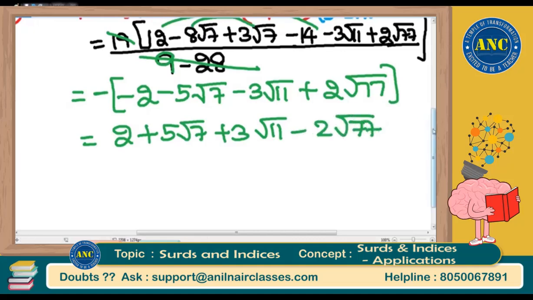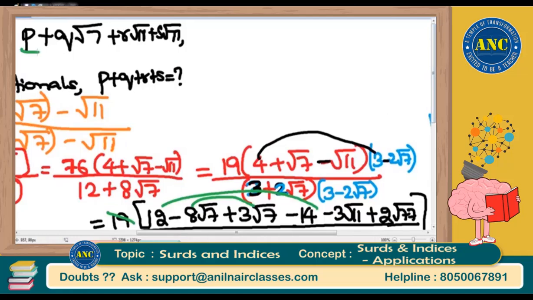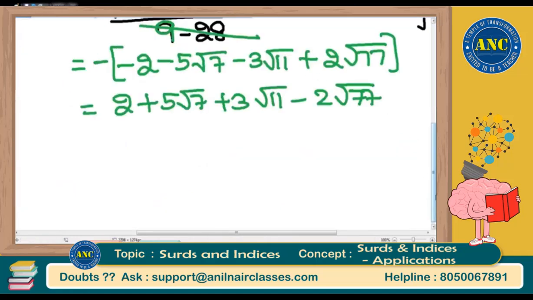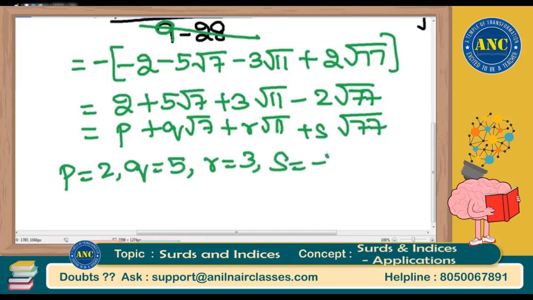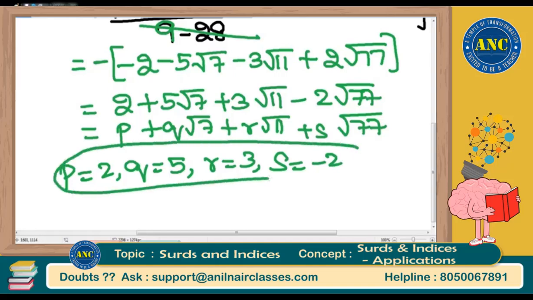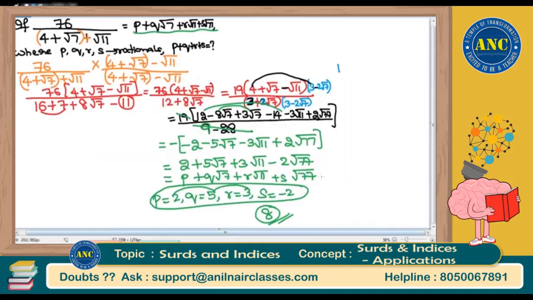Now, this entire thing they have equated in the question to p plus q root 7 plus r root 11 plus s root 77. Comparing, we will get p value 2, q value 5, r value 3 and s value minus 2. They are asking you to add p, q, r and s. p plus q is 7, 7 plus 3 is 10, 10 minus 2 is 8. Final answer for this question is 8.